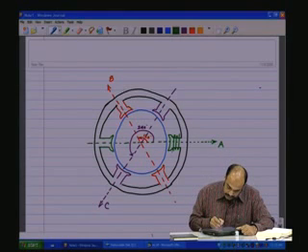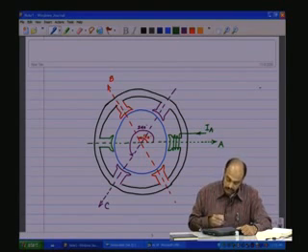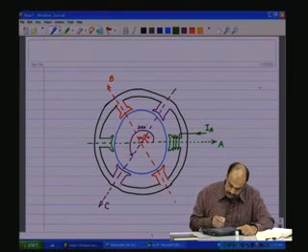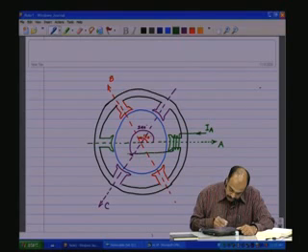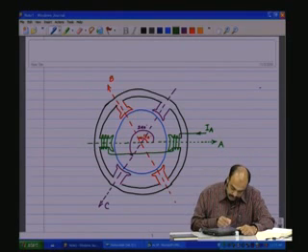and internally the same current, whatever is entering here, let me call this one as IA from the A phase source. Internally this coil is then brought in and connected, wound around the other part of the pole to get the south pole, and taken out.